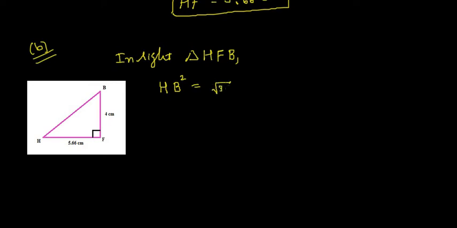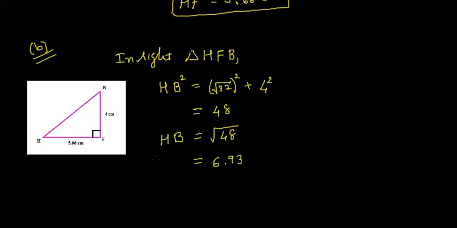root of 32 instead of 5.66, it is the same, but to get a more accurate answer, root of 32 square and 4 square. Now if you work this out by calculator, it is 32 plus 16, which is coming up 48. So this is HB square, but I need HB, so it is root of 48, and since it is a length it is always positive, and if you write in decimal, it is coming up 6.93, correct to 3 significant figures.